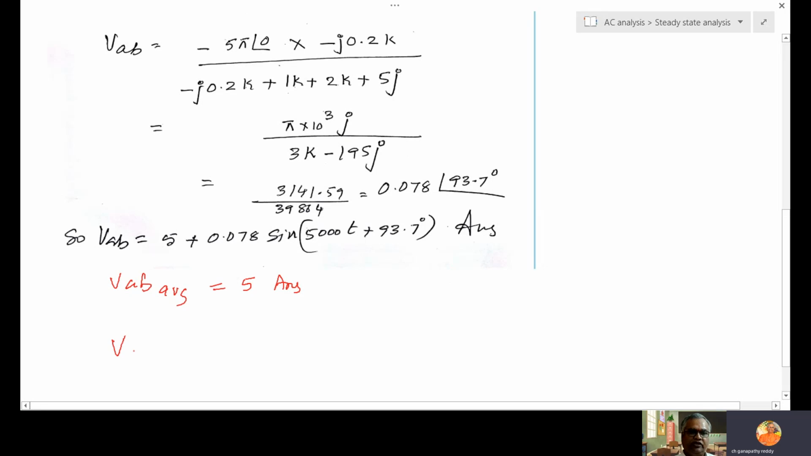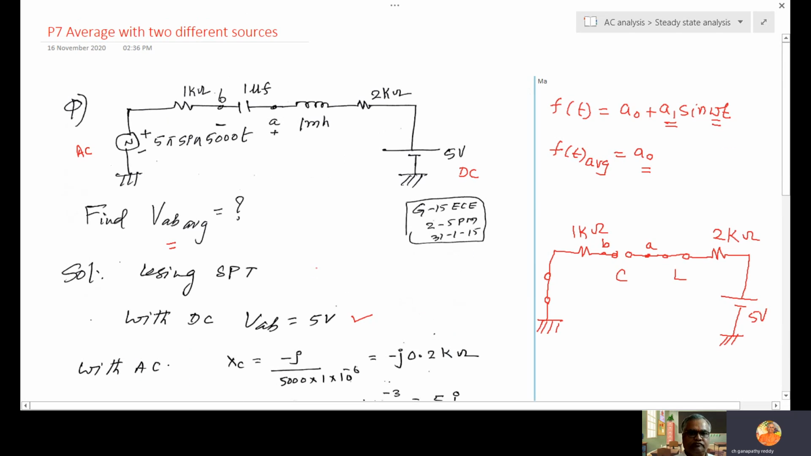Sometimes they ask VAB RMS. If they ask VAB RMS, it is square root of 5 square plus 0.078 square by 2. So this is the answer. Or they may ask form factor or peak factor. Accordingly, use the formula and substitute. This is the problem.